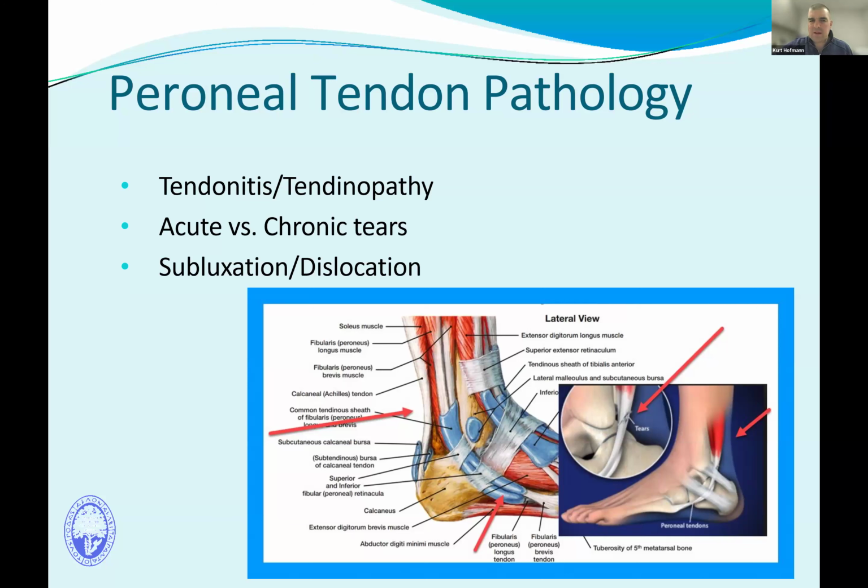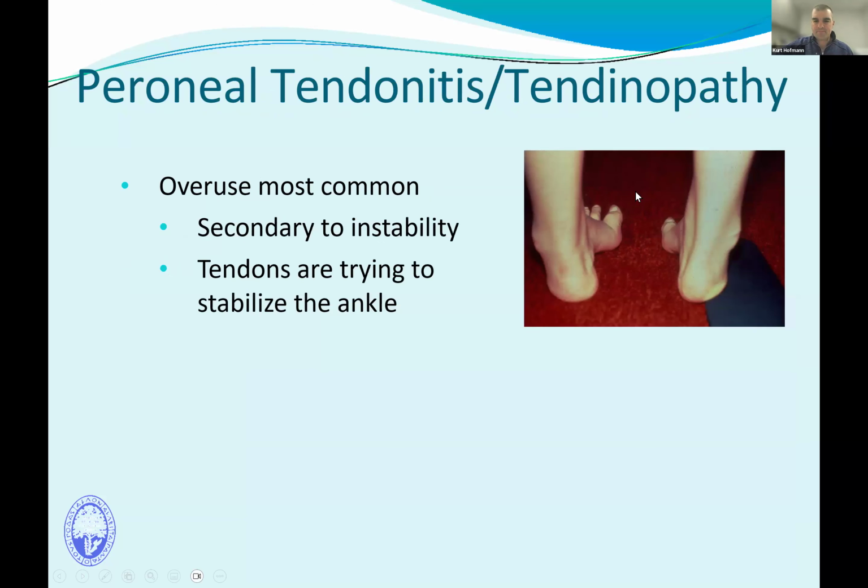But these are more sort of chronic type of pathology. There's both acute and chronic tears that can happen for a variety of reasons. And then there's subluxation or dislocation of the tendons themselves, and that can be one and/or both of the tendons from the fibular groove if that superior peroneal retinaculum, which you can see depicted down through here, is compromised in some way, right? So if that retinaculum is disrupted, then the tendons themselves do not have the ability to stay where they belong, and that can give peroneal tendon subluxation or dislocation.